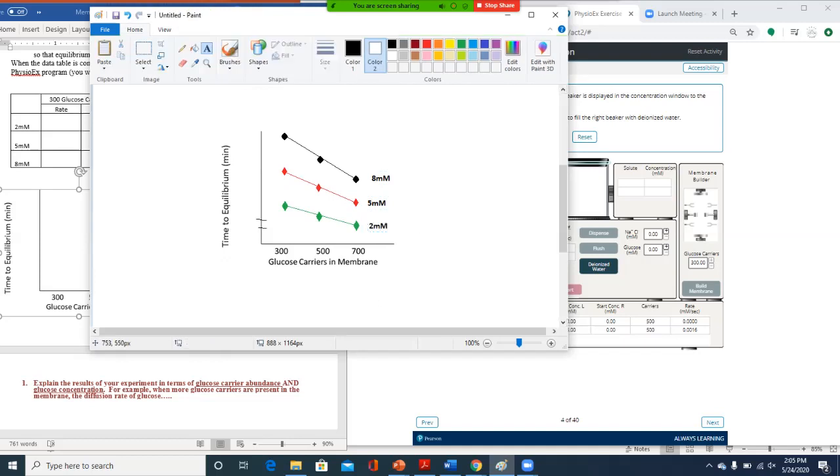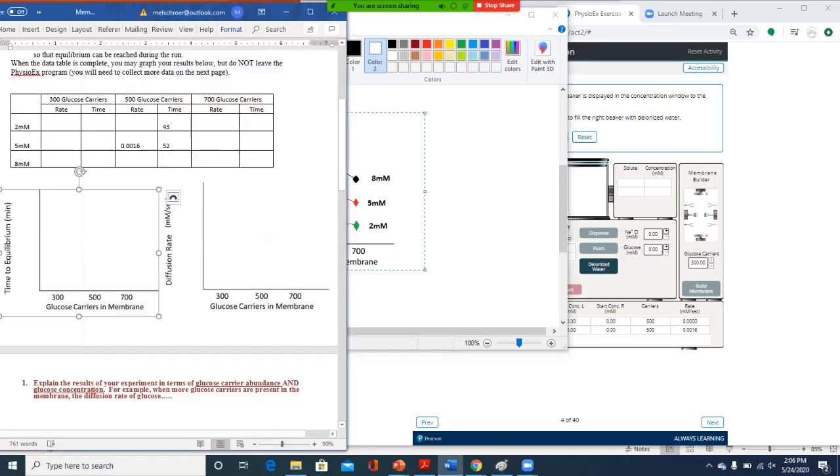And so what this type of graph will let you do is look at both how the concentration affects the time it takes to reach equilibrium, and it will also help you to analyze how the number of glucose carriers in the membrane is affecting the time it takes to reach equilibrium. And so you can do something like this, and then just copy and paste this back into the Word document. Alternatively, if you want to get really fancy, you can use Excel or Google Sheets or something to graph this data for you. Whatever you want, it doesn't have to be a work of art.